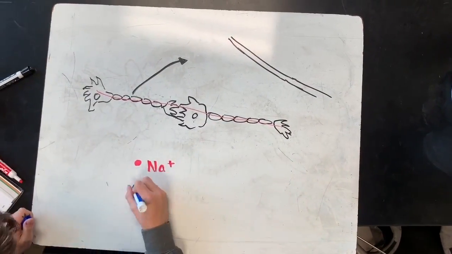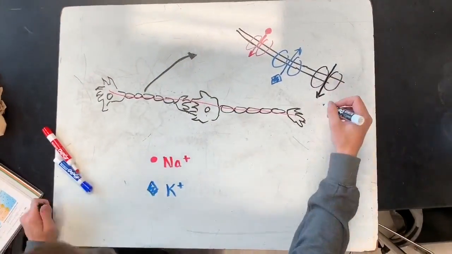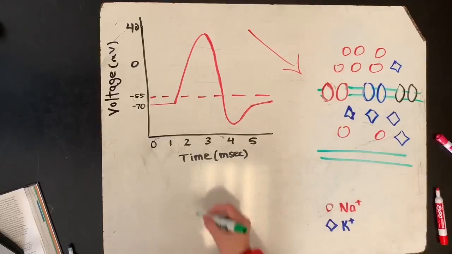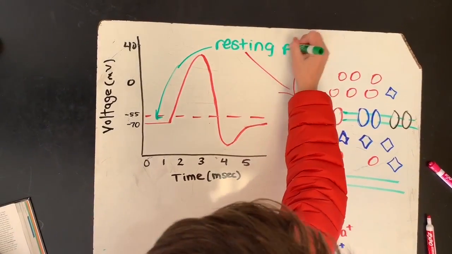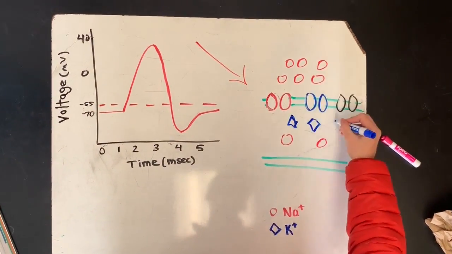The electrical impulses can only travel in one direction, from dendrite to axon, and are carried through the axon tail as sodium and potassium ions flow in and out of the membrane through ion channels. At rest, there are more sodium ions outside of the cell and more potassium ions inside of the cell. The membrane potential is about negative 70 millivolts, and it is at its resting potential.